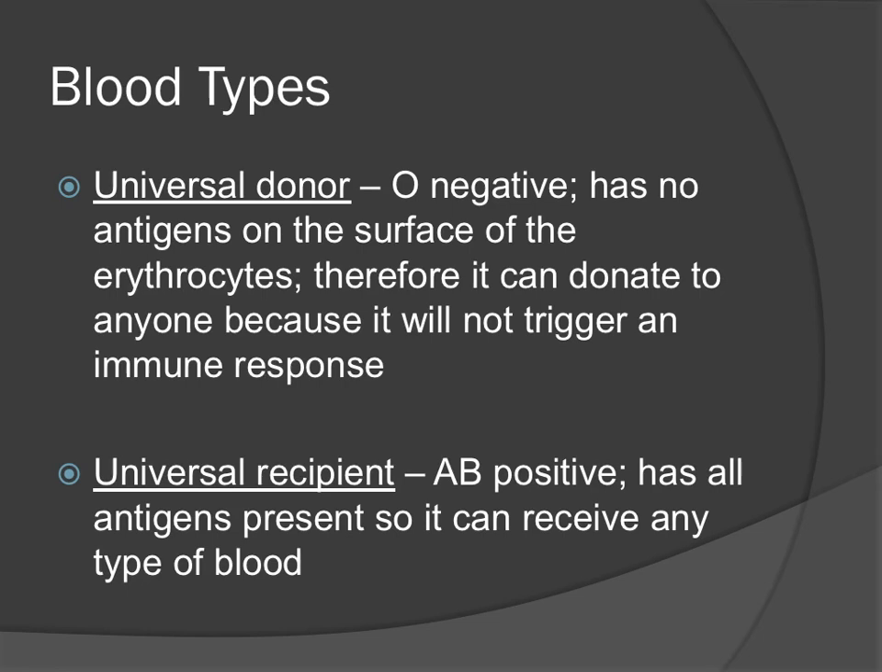And here, the universal donor, as I mentioned, is O negative. It has no antigens on the surface of the erythrocyte. Therefore, it can donate to anyone because it will not trigger an immune response. The universal recipient is AB positive. It has all antigens present, so it can receive any type of blood.